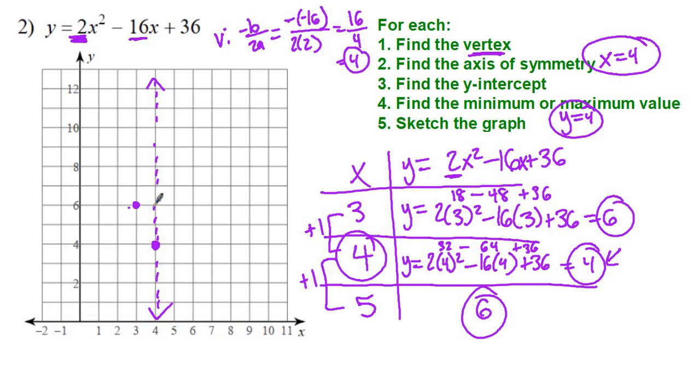Okay, so let's draw that. So there's (3, 6), and there's (5, 6). So we took care of the vertex. We found the axis. We almost have the graph. Just going to hold off on sketching it for just a sec till we find the y-intercept.